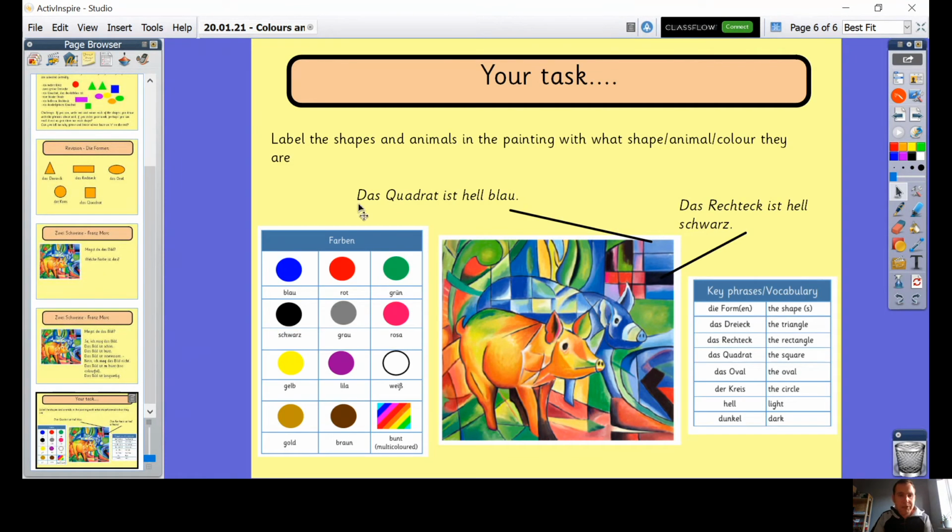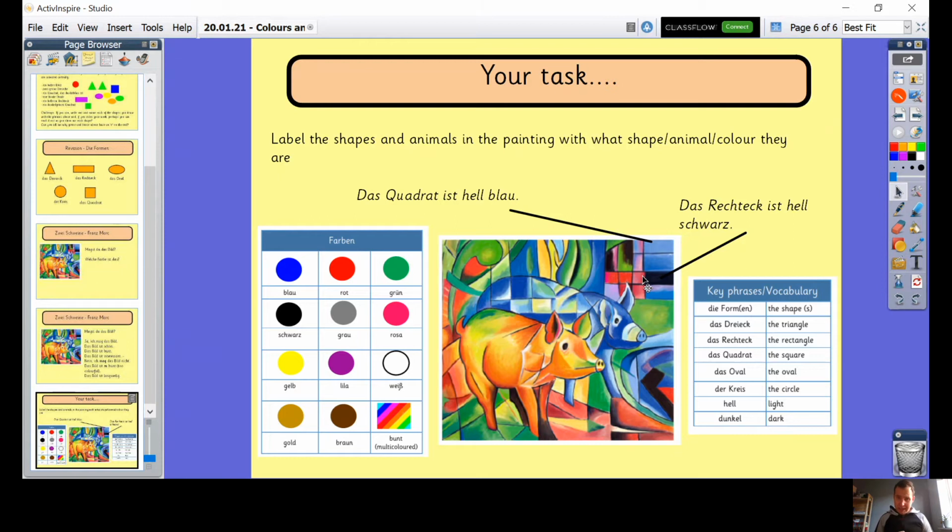I would like you, however you can, to label the shapes and the animals in the painting with what shape or animal or colour they are. If you type into Google Zwei Schweine, or Franz Marc, you might be able to bring up pictures of his work and find that picture fairly easily, as I have. Those of you who are really confident on the computer could label it on the computer. You could print it out if you've got that facility, or if not, you don't need to do that. You could just write me some sentences, which is what I would like to see. Even though they're not necessarily labelled, you could describe the picture for me.